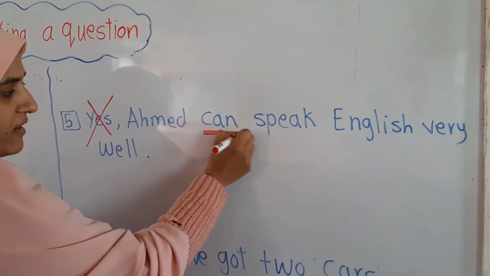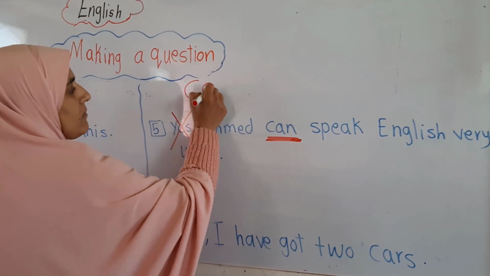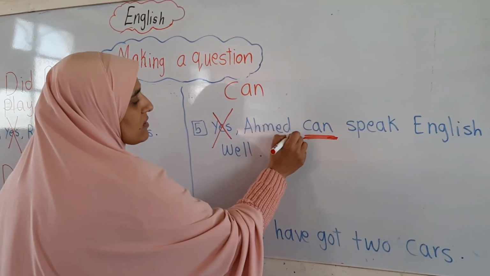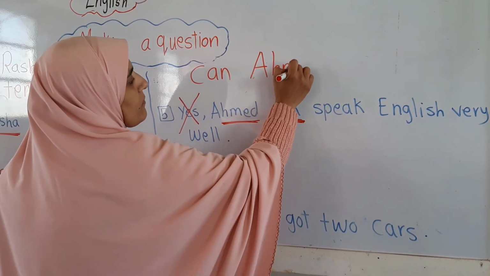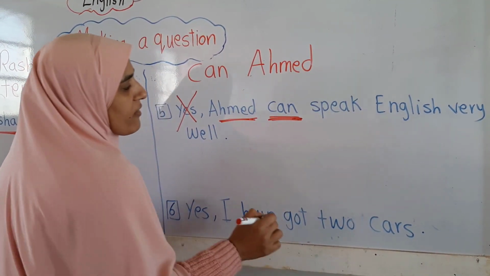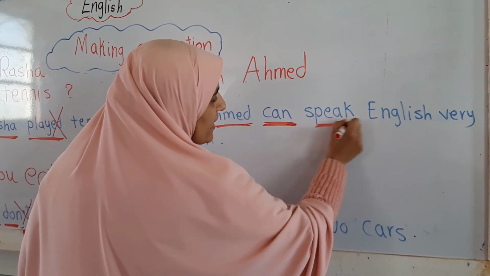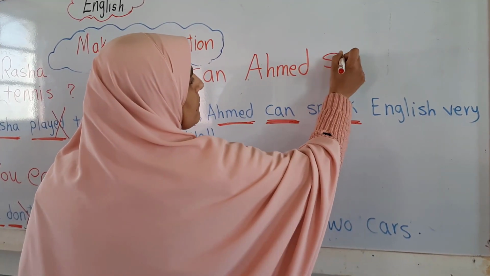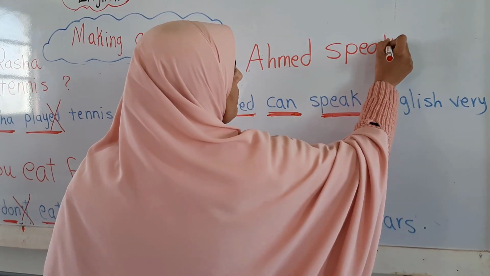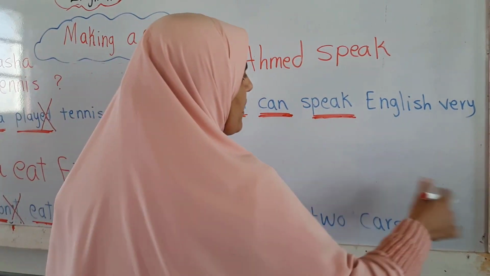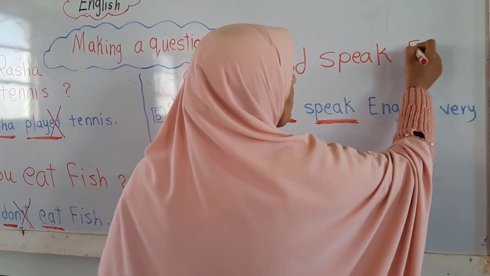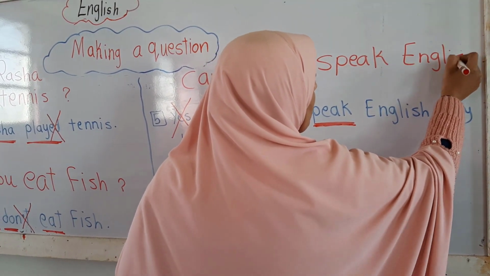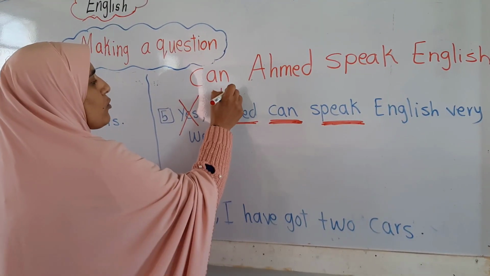The fifth example, I will omit the word yes and write the auxiliary verb. The auxiliary verb here is can. Then I write the subject. The subject here is Ahmed. Can Ahmed. Then I write the main verb, and the main verb here is speak. After that, I write the rest of the sentence. Can Ahmed speak English? Very well.